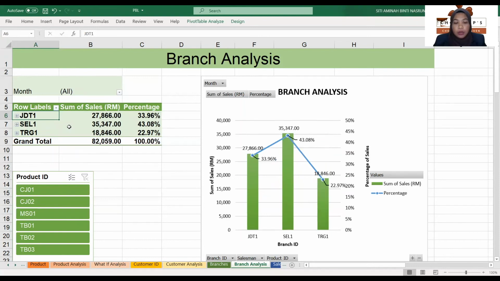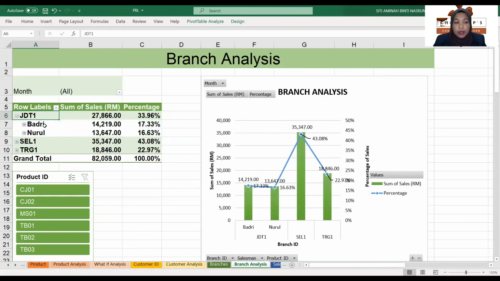Using this pivot table, we can also see the salesmen under the branch and the sales contributed by them. For example, for JDT1, the salesmen are Badri and Nurul. We can see that when we make changes in the pivot table, the pivot chart will also change to reflect the new information in the pivot table. Like this example, in the pivot chart, it shows sales by Badri and Nurul. Therefore, the pivot chart created will be based on the data in the respective pivot table.